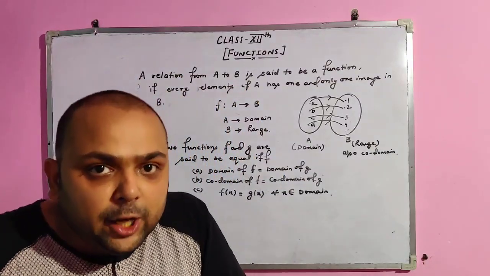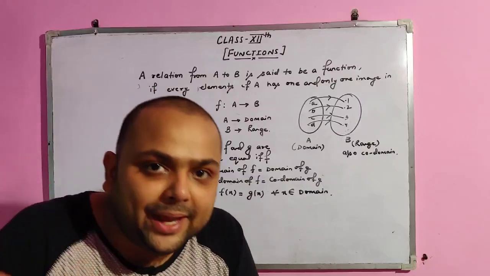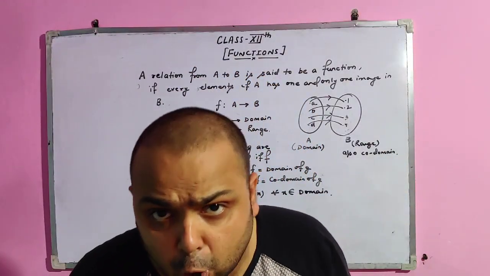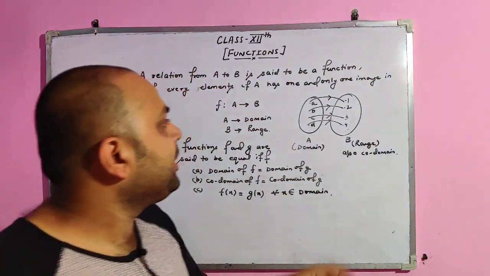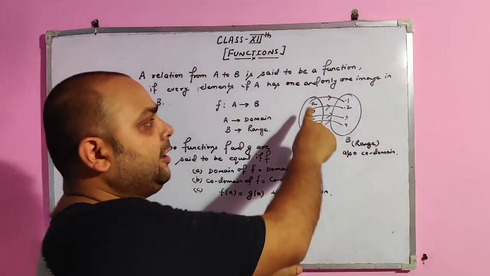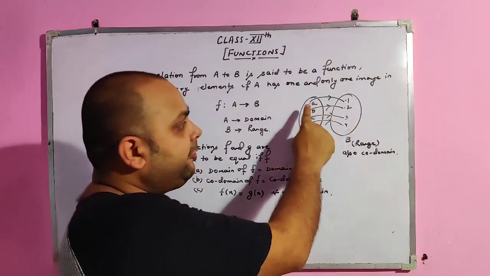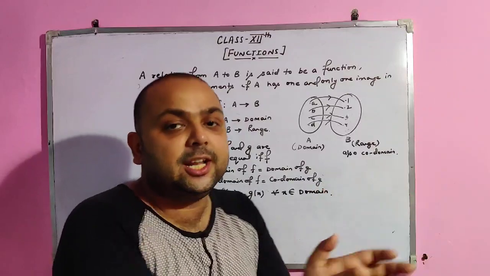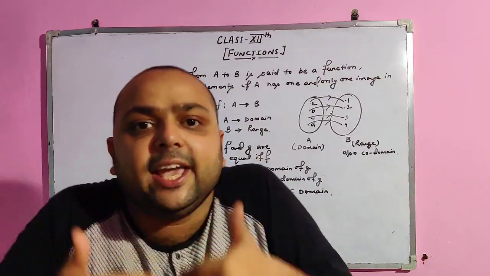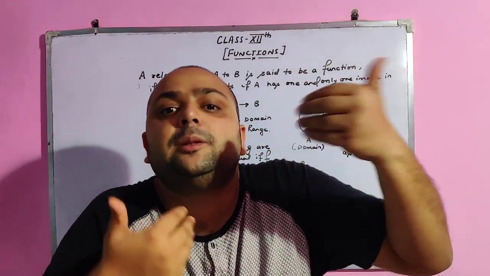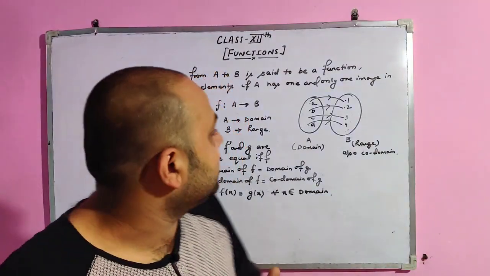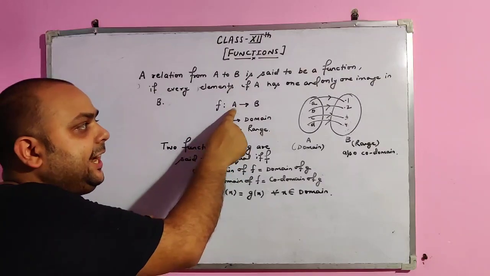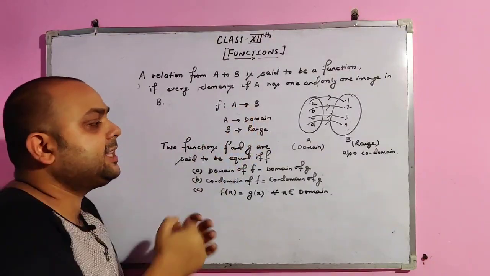Now the set A is called the domain and the set B is called the range, also sometimes called the codomain. As we are seeing in the mapping here, for A we get the value 1, for B we get the value 2 and so on. So this type of relation in which every element of A has one and only one image in B is called a function. The representation is f: A to B, where A is the domain and B is the range.